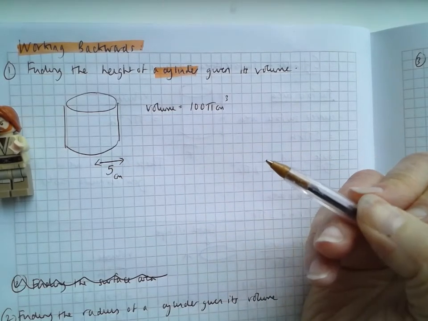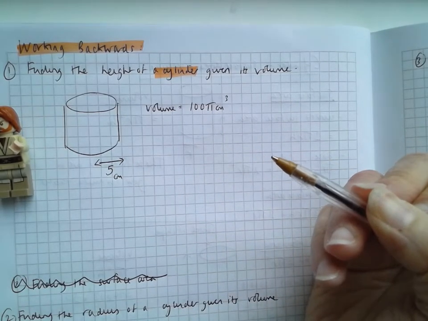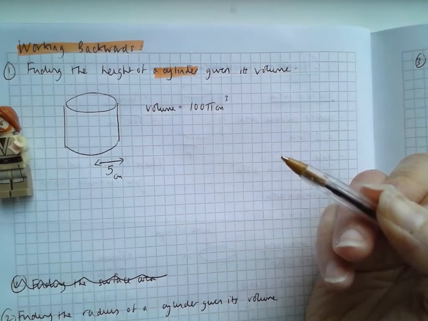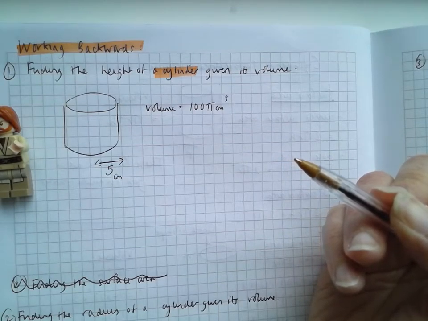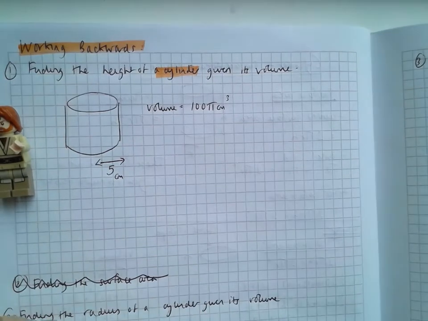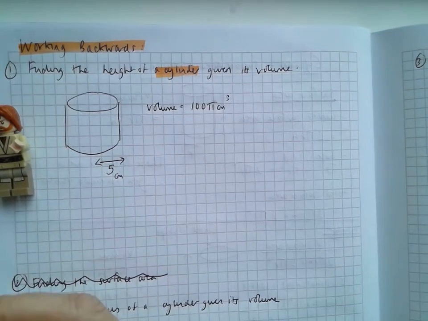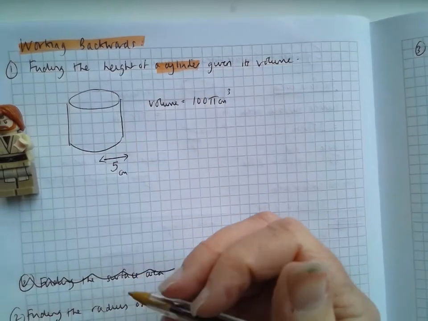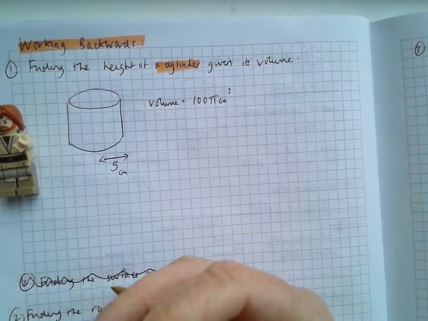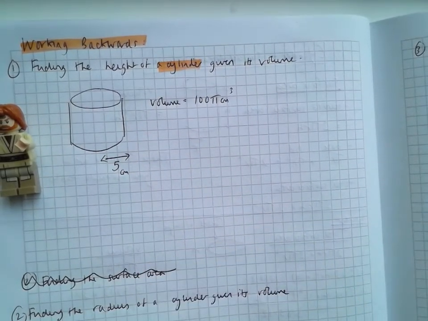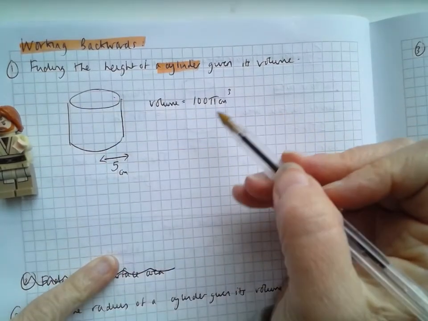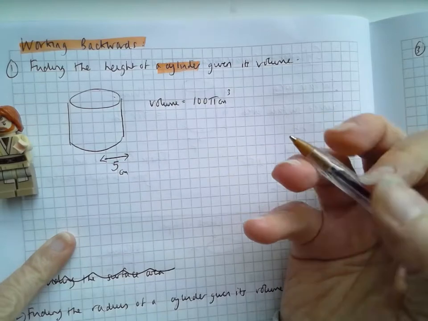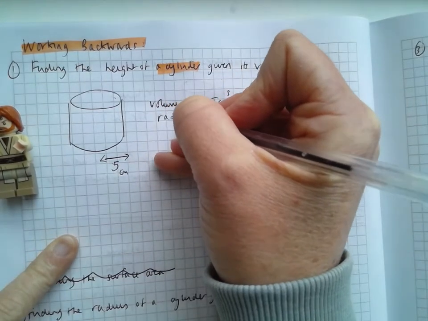Now this probably dates back to when people like me and your parents didn't have calculators and we had to use what were called the formula tables. Nowadays it's much easier for you because you have your calculators, so this actually isn't as useful, but it's helpful in terms of your maths and knowing how to rearrange things. So we're told that the volume of this cylinder is 100 pi and the radius is 5, and we're asked to find the height.